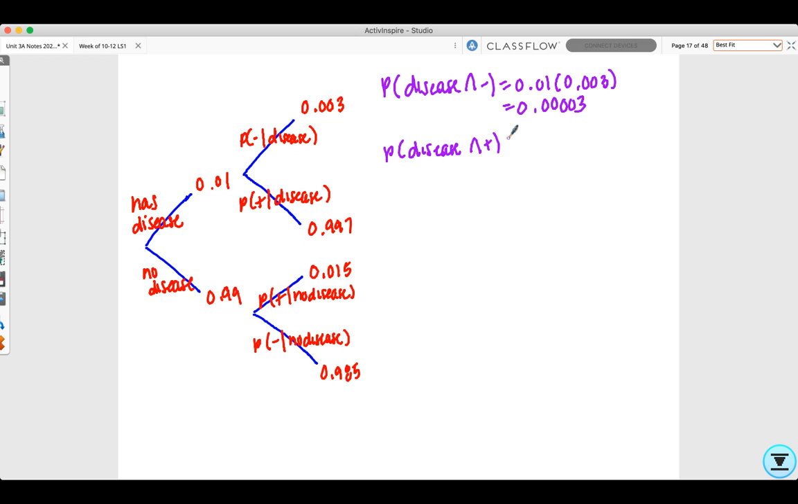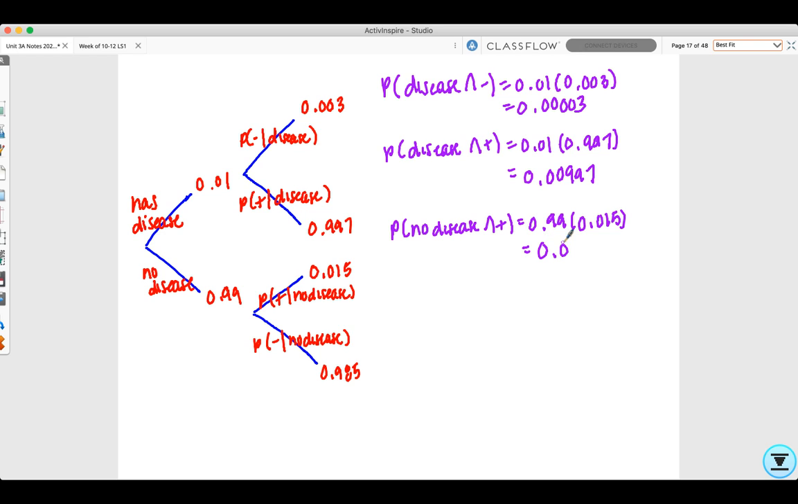The probability that David has the disease and it's positive is 0.01 times 0.997, which is 0.00997. Then the probability that David does not have the disease and he gets a positive is 0.99 times 0.015, which is 0.01485.